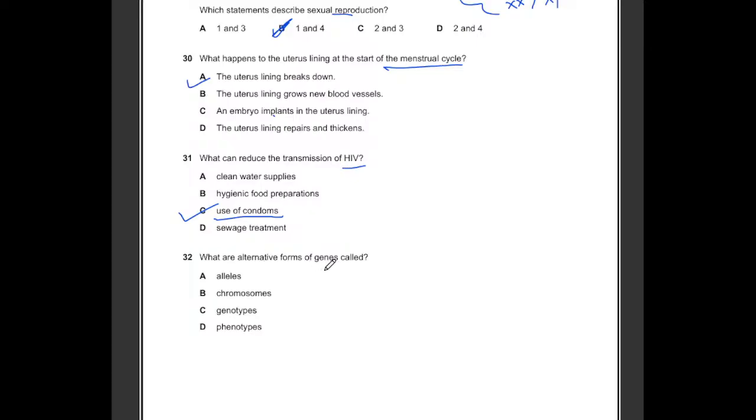What is the alternative form of a gene called? Allele, chromosome, genotype, phenotype. Phenotype and genotype are related to your characteristics. Genotype you represent in the chromosome forms. Chromosomes are the complex form here, in the nucleus, and the alternative form of a gene is called an allele, right?